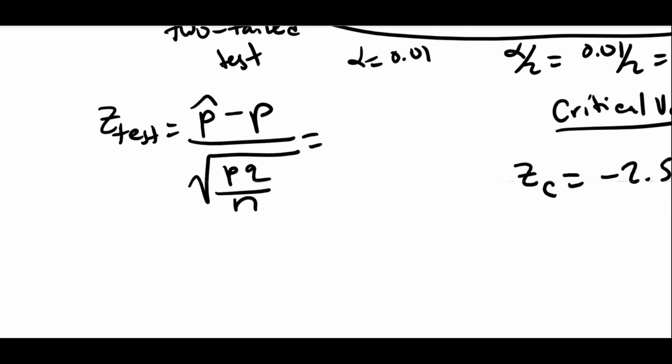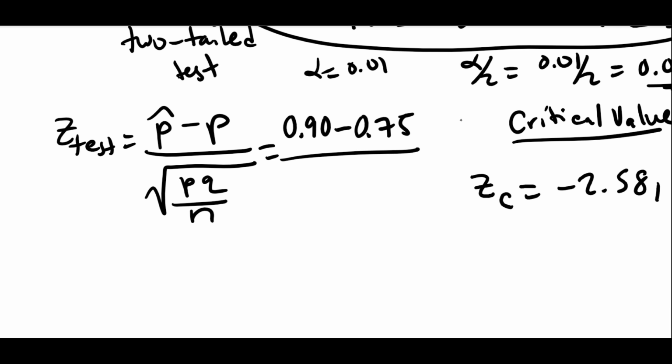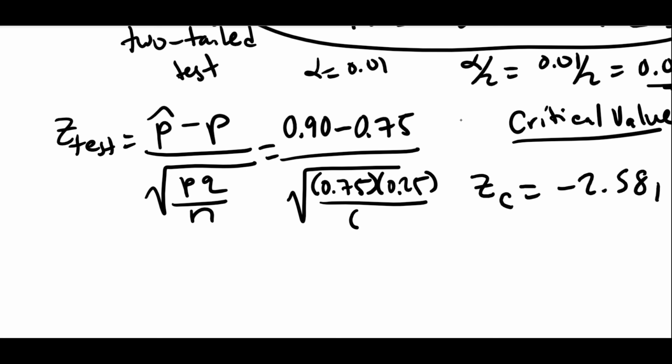So our p hat, we said was 0.90. Our p is 0.75, over square root of p, which is 0.75. Q we calculated earlier, that's found by doing 1 minus p, which is 0.25, divided by n. There were 60 boys that were surveyed.